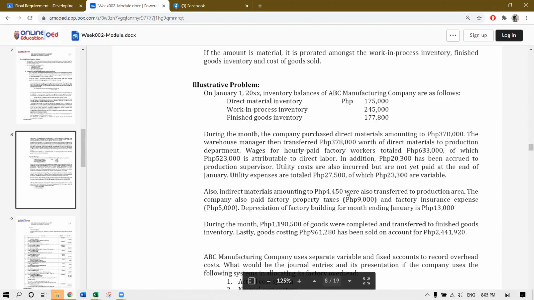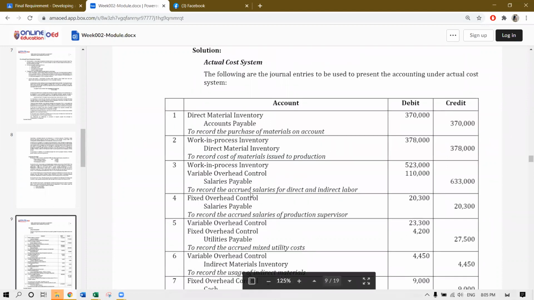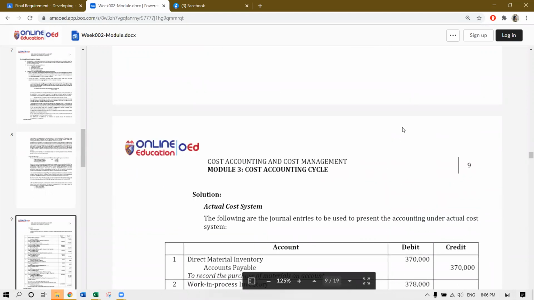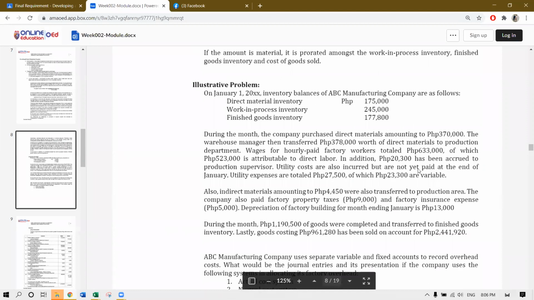Indirect material, part lagya hit, indirect hit kanan, variable manufacturing overhead cost. Pero ba ang total nga di? Variable overhead cost, 110,000. Ngayon ito nakuha nga 110,000. Check natin ha.